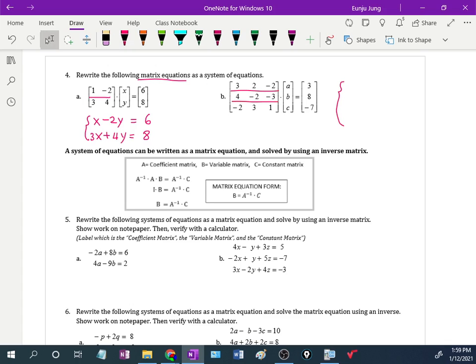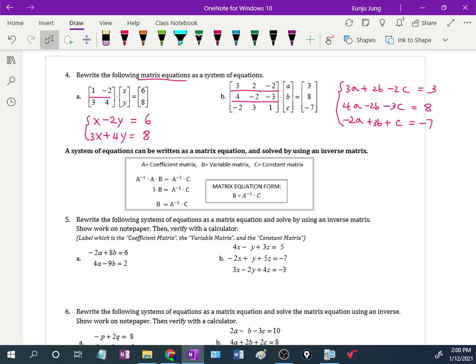Next one, let's see row and column. So the three equations are 3a plus 2b minus 2c equals 3. That's the first row from row and column. Second one, row and column: 4a minus 2b minus 3c equals 8, the second row, right? And the last one will be multiplied, negative 2a plus 3b plus 1c, that is the same as negative 7.